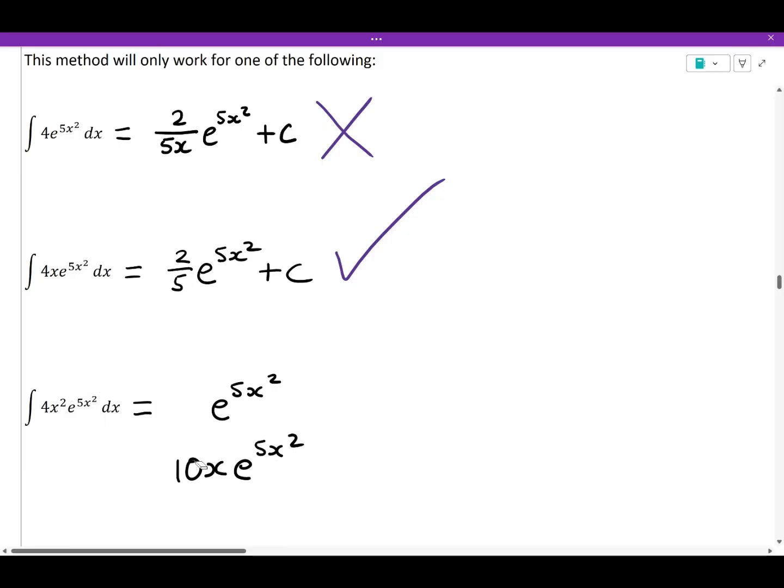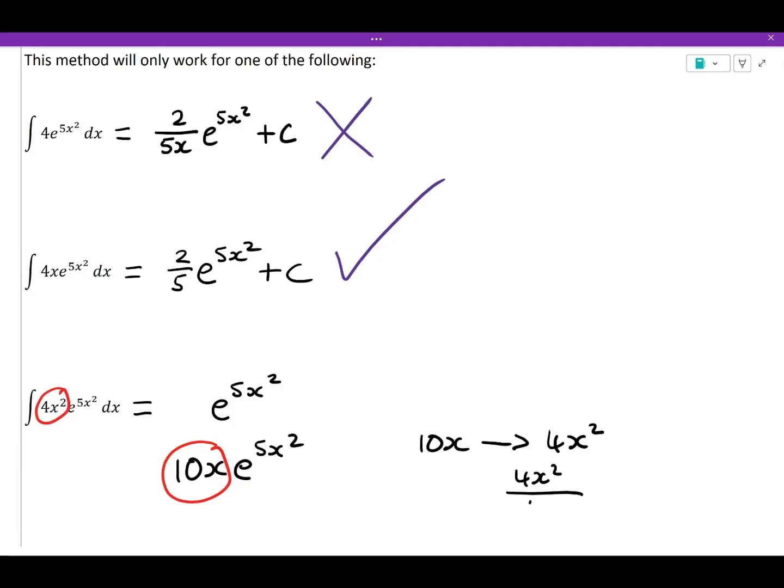We're going to compare the 10x to the 4x squared multiplying up here. So we need to figure out how to get from 10x to 4x squared. Well, let's do our division, and that would be 4x squared divided by 10x, which if I simplify, we end up with 2x over 5. Okay, so that's what we need to multiply by to make this change happen. Well, let's put that in front of my final answer. So 2x over 5 multiplying e to the power of 5x squared plus c.